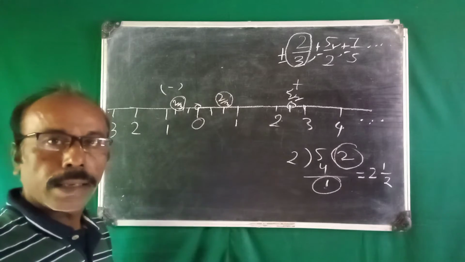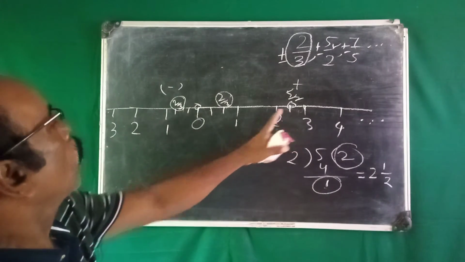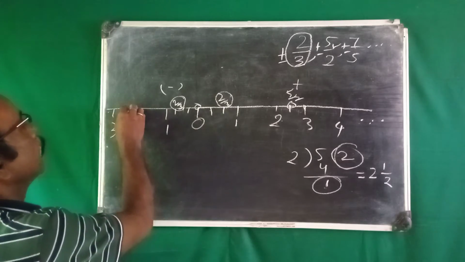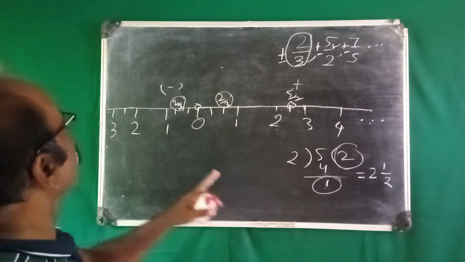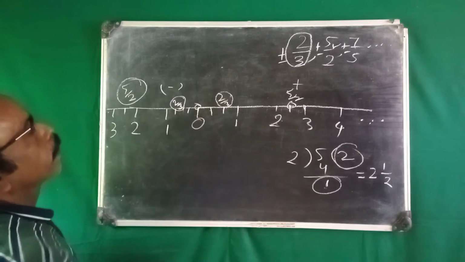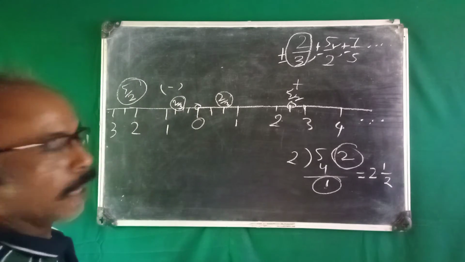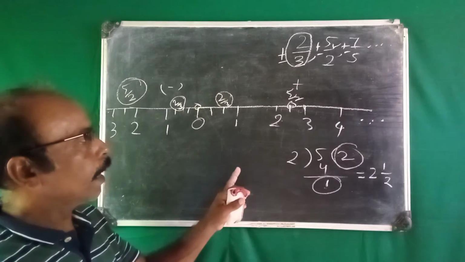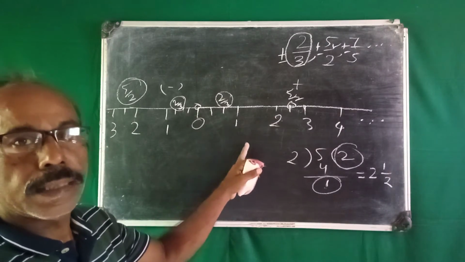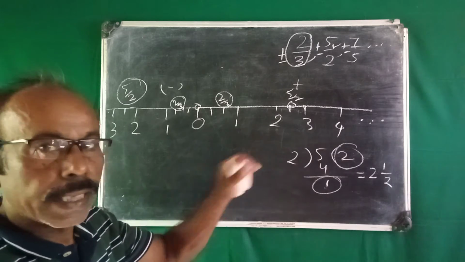Am I clear, my student? Similarly, we also put it on the negative side. 5/2 is like this. This is the negative 5/2, and so on. My dear student, rational and natural numbers we can put on the number line. Very easy process.